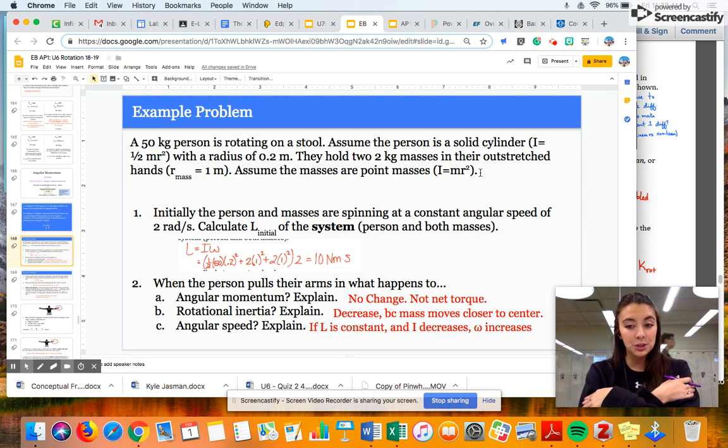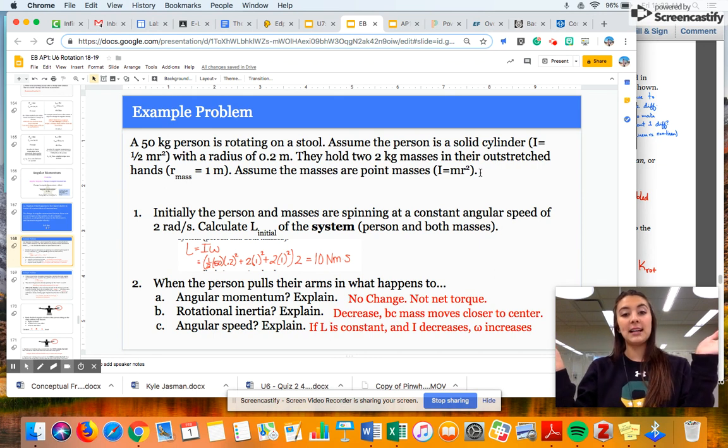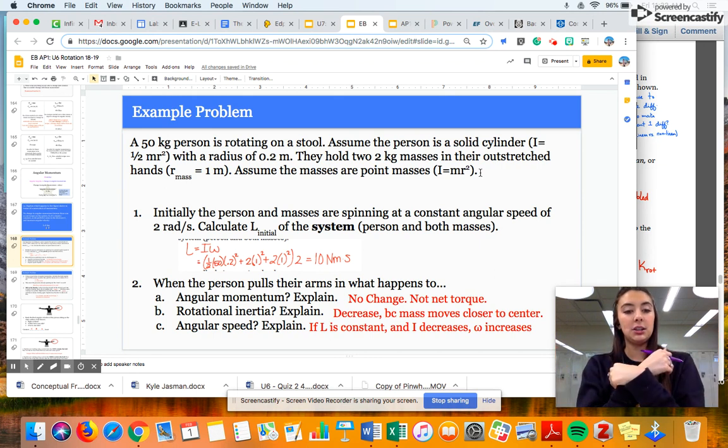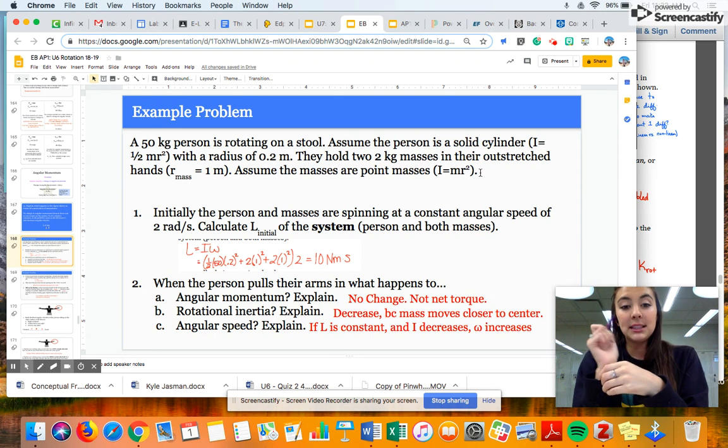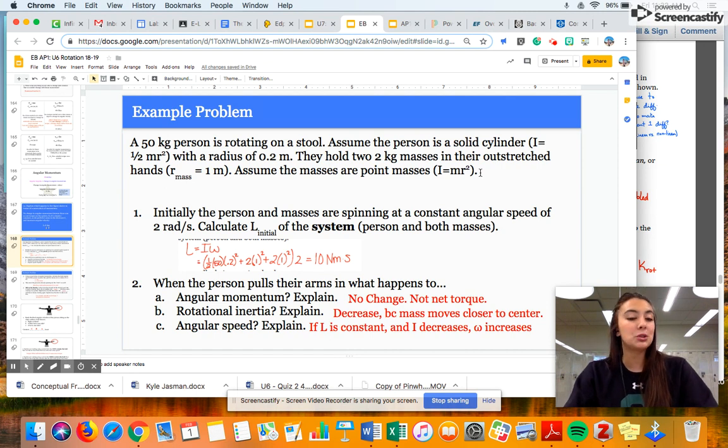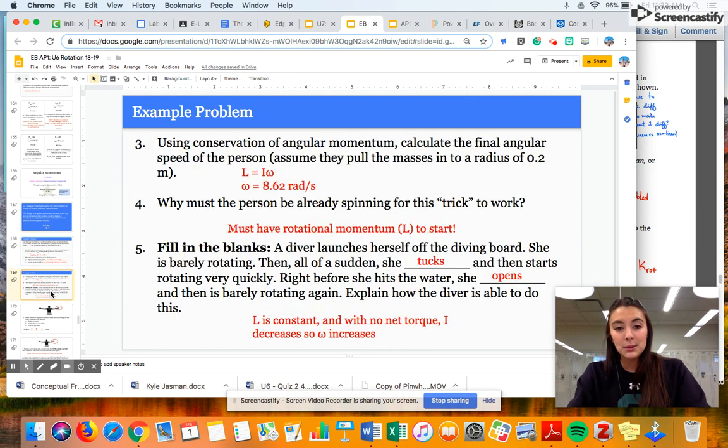Their rotational inertia, though, has decreased because I've moved the distribution of mass from the outside to the center. And last but not least, if I'm keeping L the same and I has decreased, omega has to increase according to our equation, which is angular momentum equals I times omega. Okay? If you're still with me, we're going to continue on with some practice problems. You guys can go ahead and check your answers here.